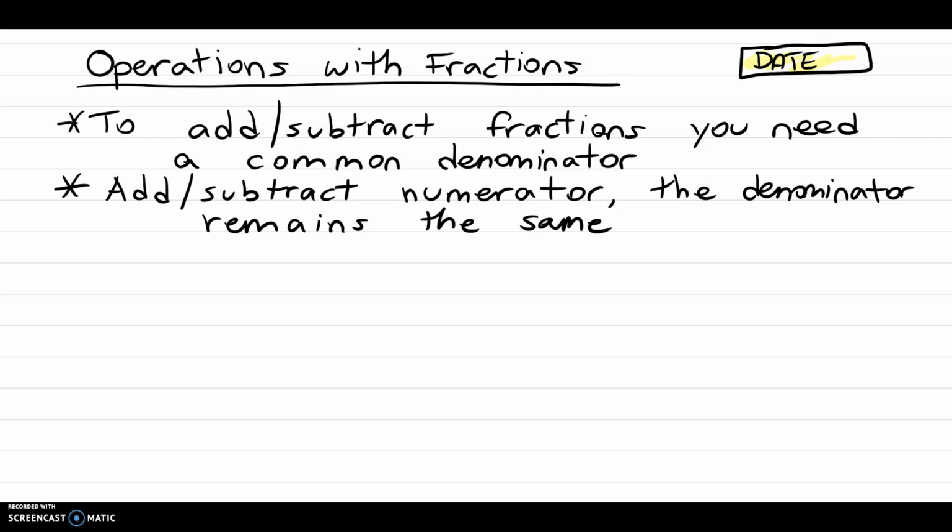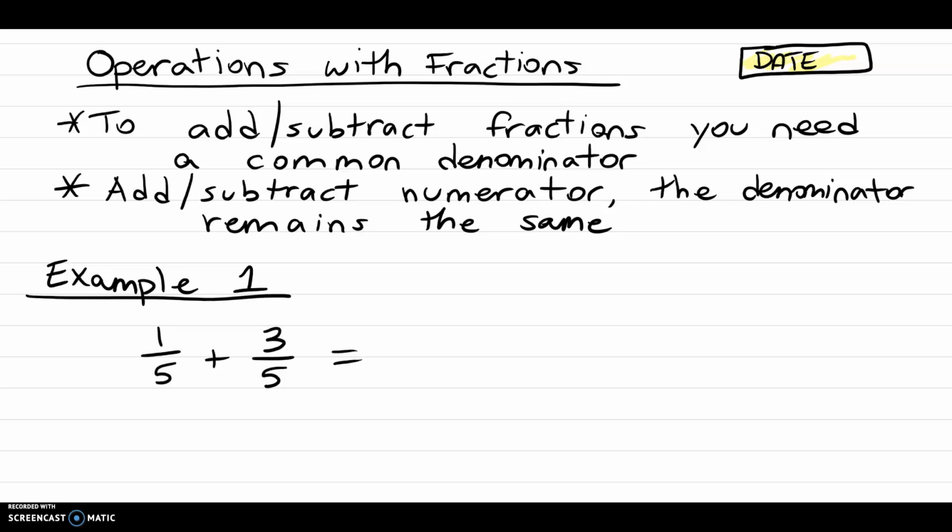So let's look at an example. Let's say I asked you to add 1/5 and 3/5. So the first thing you check is, are the denominators the same? And they are, because they're both 5, so that's good. So now all I have to do is add the top, the numerators, and keep the denominators the same. So 1/5 plus 3/5 gives me 4/5.